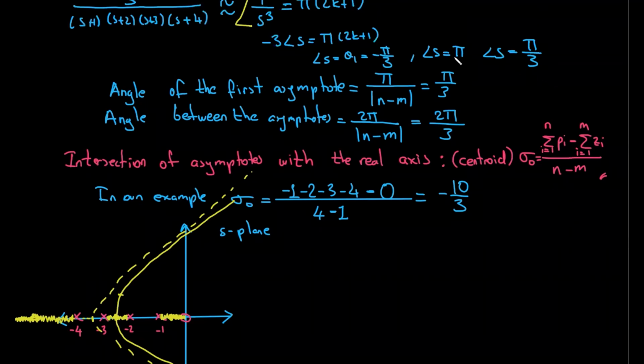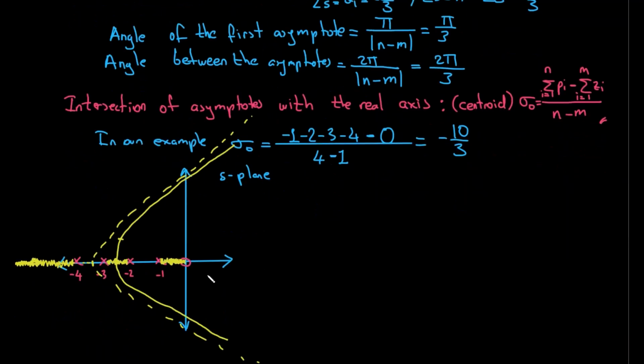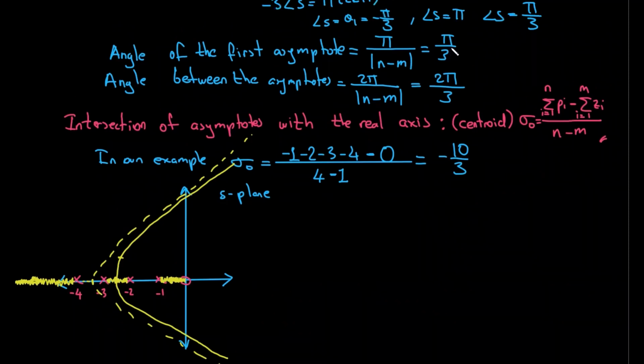And the other one was minus pi over 3. Okay, so this is minus pi over 3. So the angle of the first asymptote was pi over 3. Okay, and I add another 2 pi over 3 to pi over 3, I will have the asymptote with angle pi. And if I add another 2 pi over 3, I will have the asymptote with angle minus pi over 3. Okay.